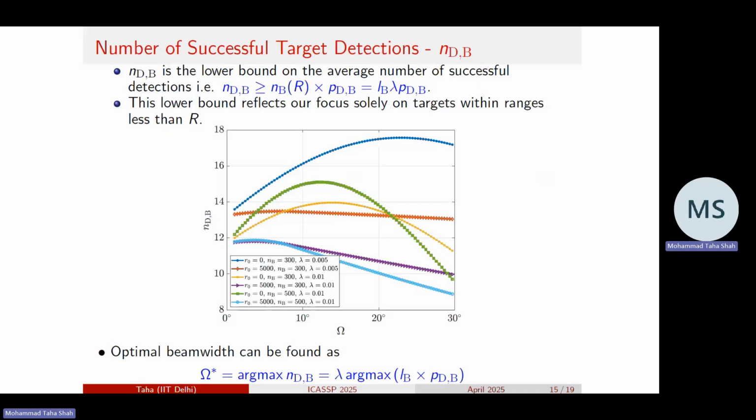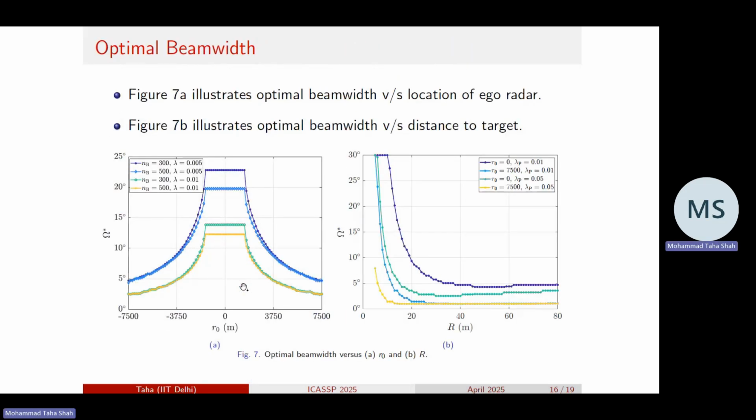Thus, there exists an optimal beam width denoted as omega star, which maximizes the number of successful detections. From a cognitive radar's perspective, optimal beam width should dynamically adjust as the ego vehicle moves from one side of the city to another. Now these plots here highlight the optimal beam width with respect to R0, that's the location of the ego radar in a city, and the distance to the target R.